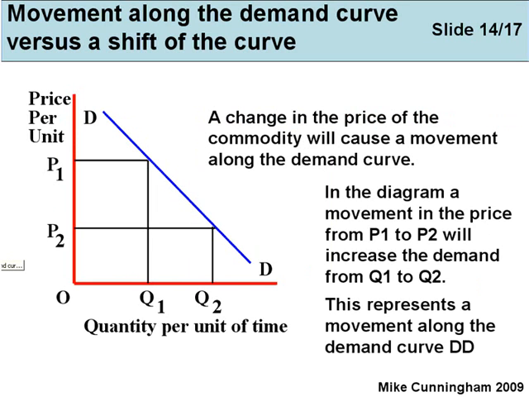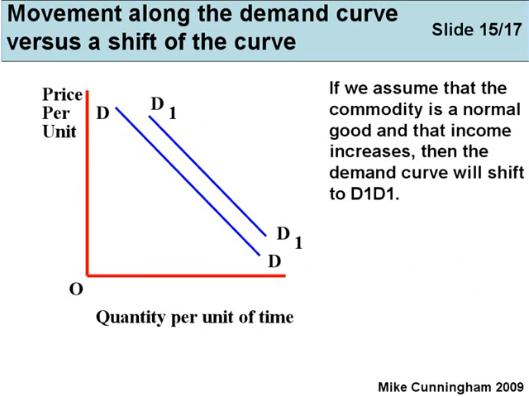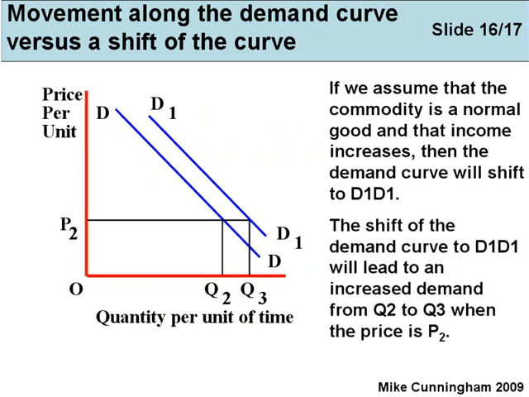Now let's consider a shift of the curve. If we assume that the commodity is a normal good and that income increases, then the demand curve will shift to D1. What do I mean by normal good? Well, a normal good is one where as income increases, the demand increases. There is a video on that in this series, so have a look at the video on income and demand. In this diagram, as income increases, the demand will shift from D0 to D1, because at any particular price, since income has increased, we will now demand more. The shift of the demand curve will lead to an increase in demand from Q2 to Q3 when the price is P2.